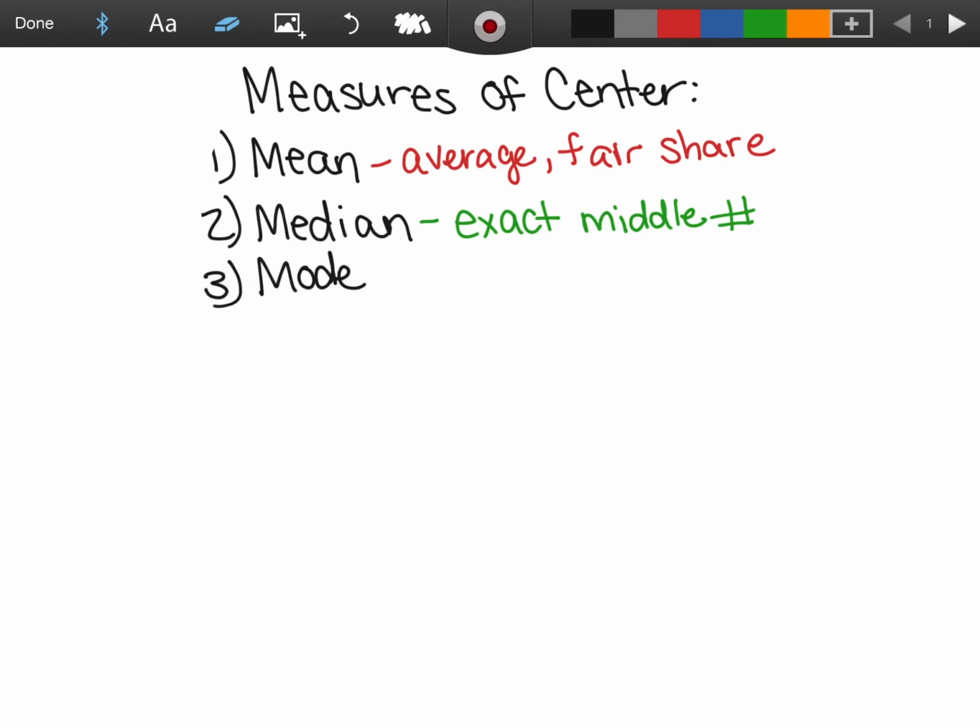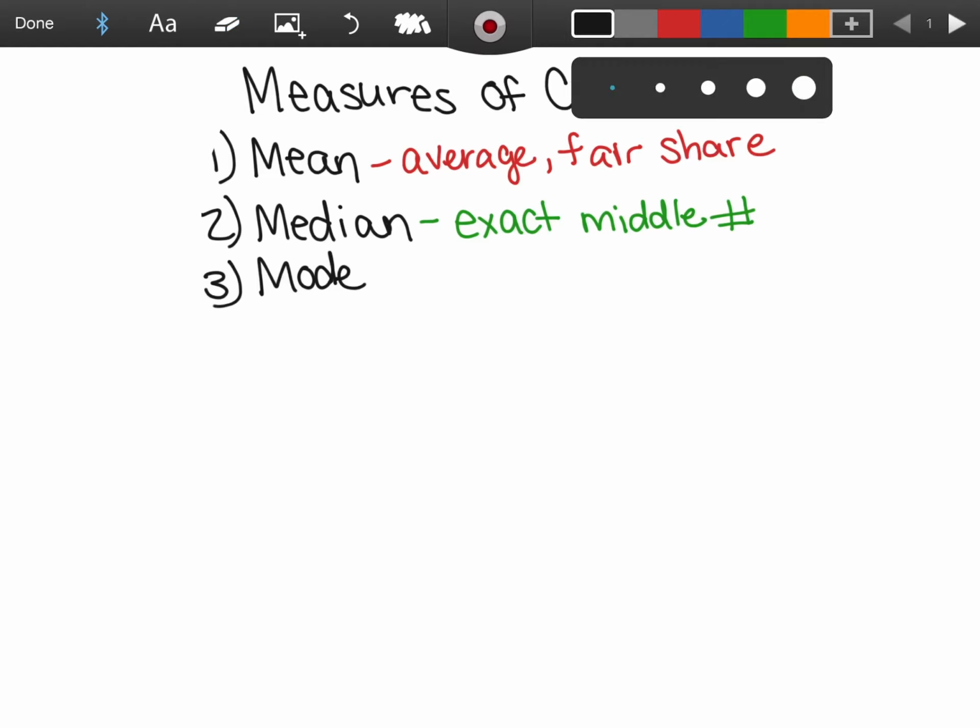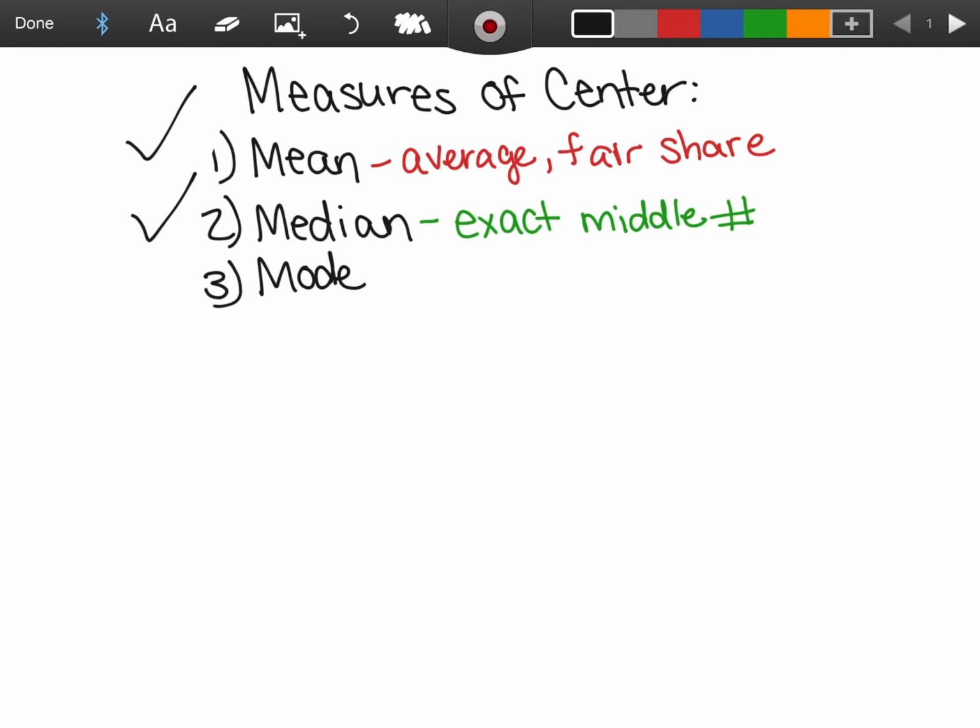Hey everybody, today we're going to finish up talking about the different measures of center for your data. We've already talked about mean, which is average or fair share, median, which is the exact middle value, and today we're going to talk about mode. And mode is the number that occurs the most.